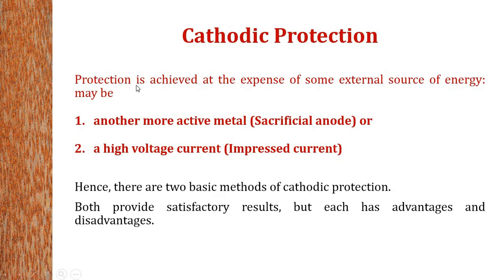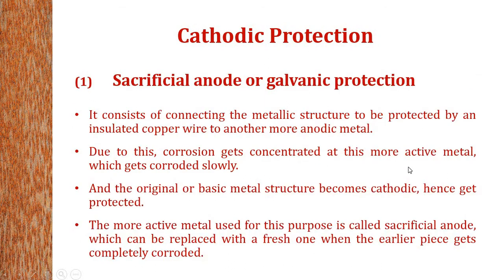Cathodic protection is achieved at the expense of some external source of energy, maybe in the form of another more active metal, which we call a sacrificial anode, or a high voltage current is used, called impressed current. Therefore, there are two basic methods of cathodic protection. One is sacrificial anode cathodic protection and the other is impressed current cathodic protection. Both methods have some advantages and also some disadvantages.